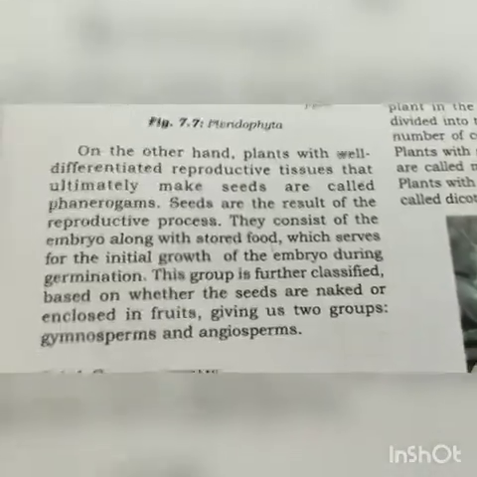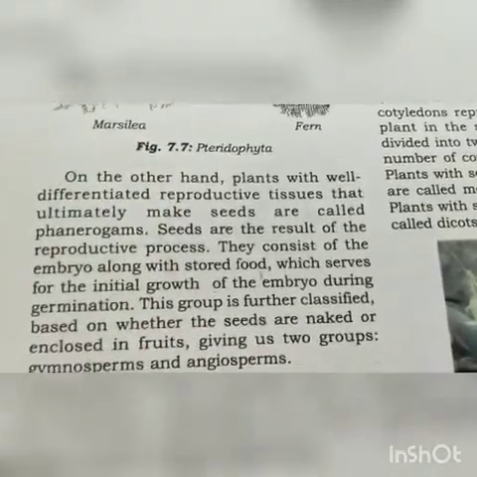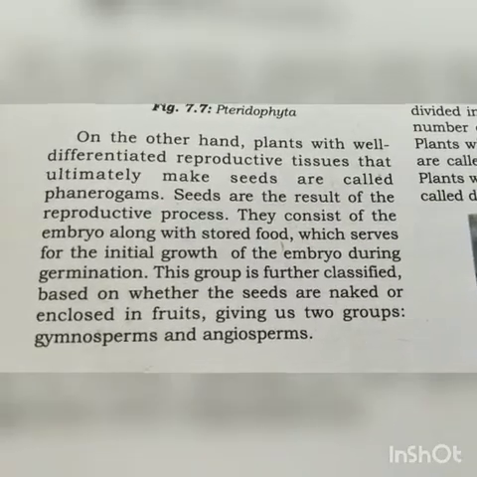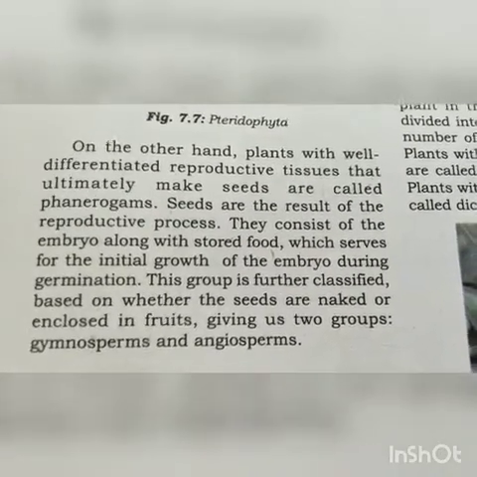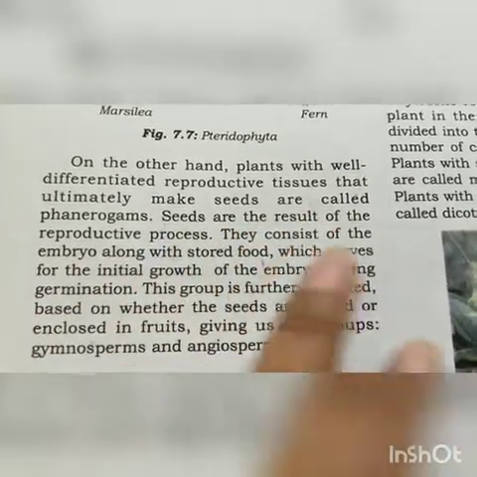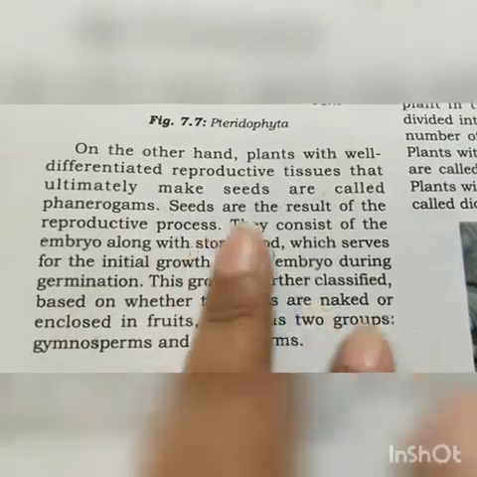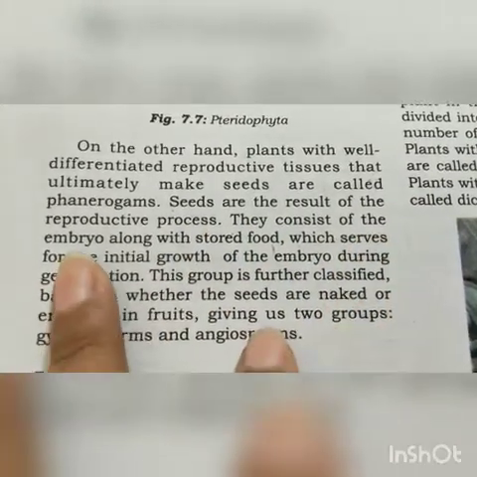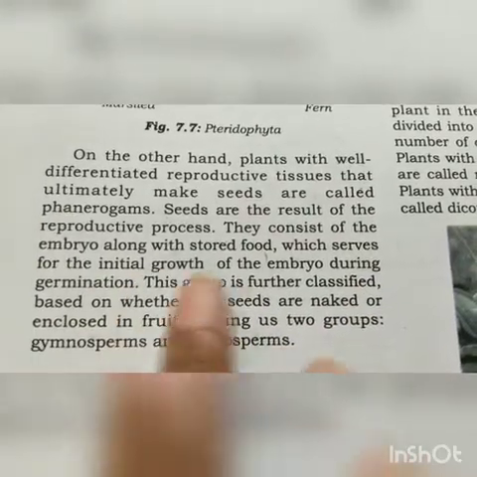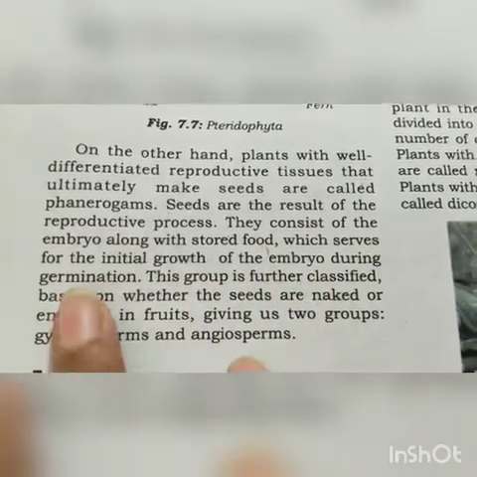Okay. Those who cannot make the seed are called the cryptogam. Those who make the seed are called the phanerogam. Seeds are the result of the reproductive process. They consist of the embryo along with stored food, which serves for the initial growth of the embryo during germination.